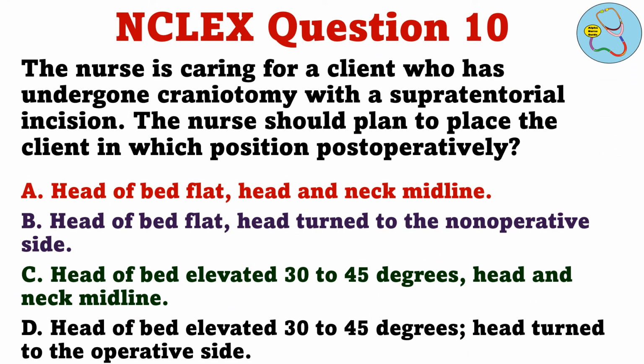Question 10. The nurse is caring for a client who has undergone craniotomy with a supratentorial incision. The nurse should plan to place the client in which position postoperatively? A. Head of bed flat, head and neck midline. B. Head of bed flat, head turned to the non-operative side. C. Head of bed elevated 30 to 45 degrees, head and neck midline. D. Head of bed elevated 30 to 45 degrees, head turned to the operative side.